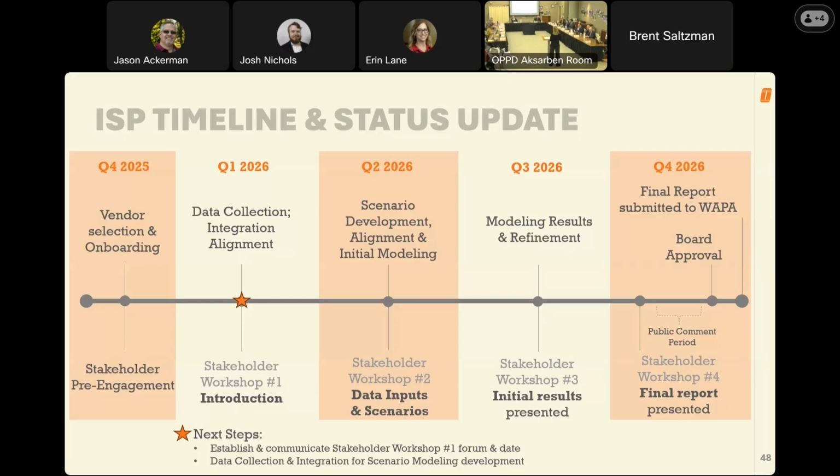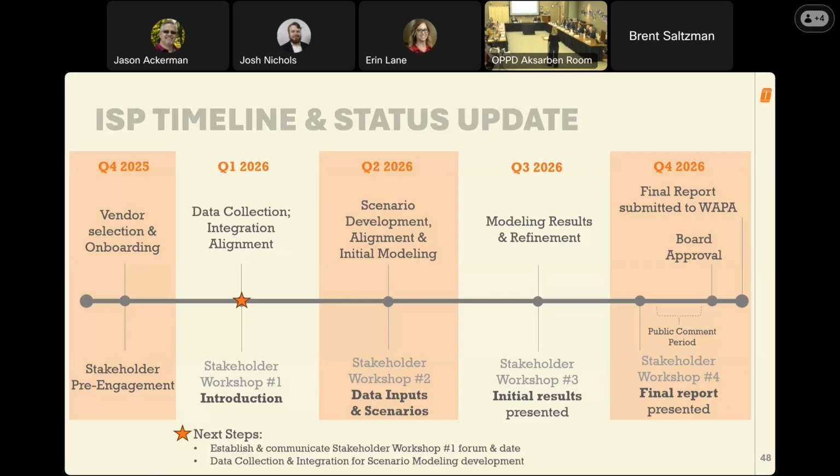You can see that the remainder of the year is focused on quarterly workshops. The first quarter workshop will be an introduction to the ISP and preparing customers for what that engagement can look like and what their opportunities will be for the year ahead.